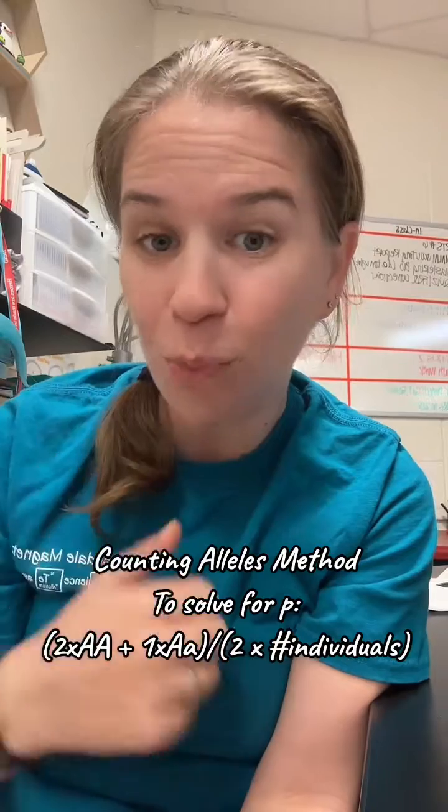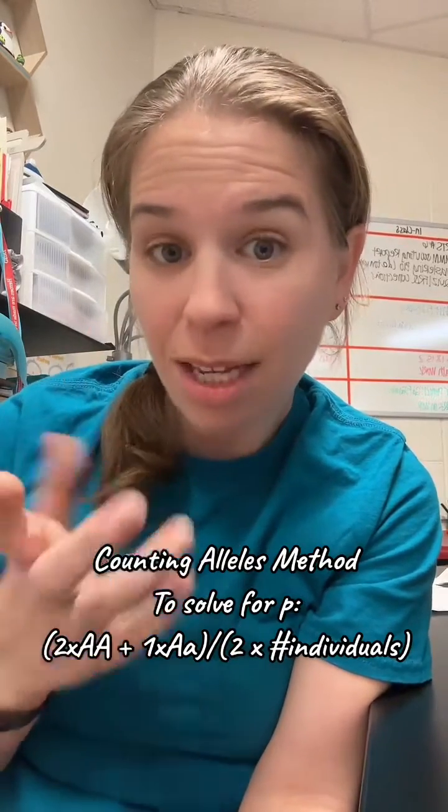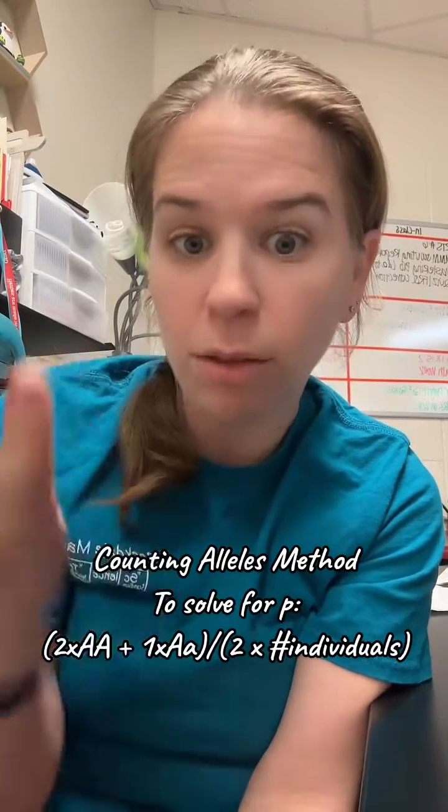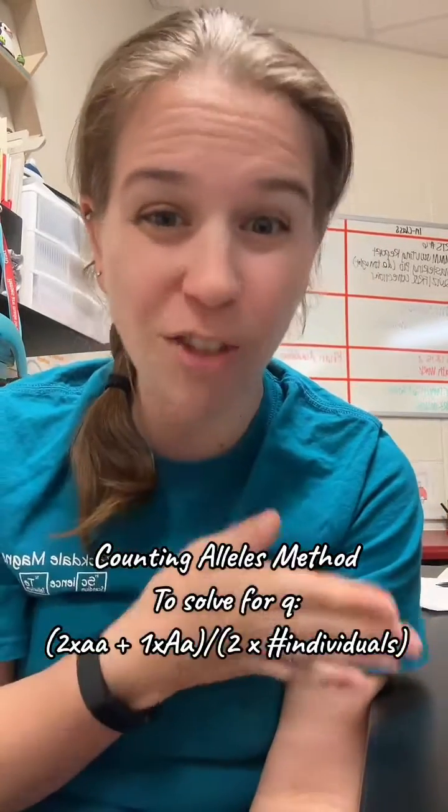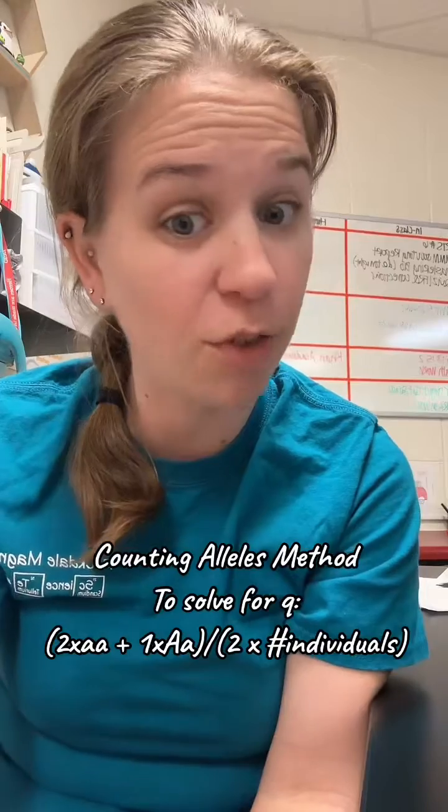Now, if they give you the number of individuals of each different phenotype, you have to count the alleles instead. You're going to say, homozygous dominant times 2 plus heterozygous gives you the number of dominant alleles, divided by the total, which gives you the frequency of the dominant allele. You would do the same thing with homozygous recessive and heterozygous to find the frequency of the recessive allele.